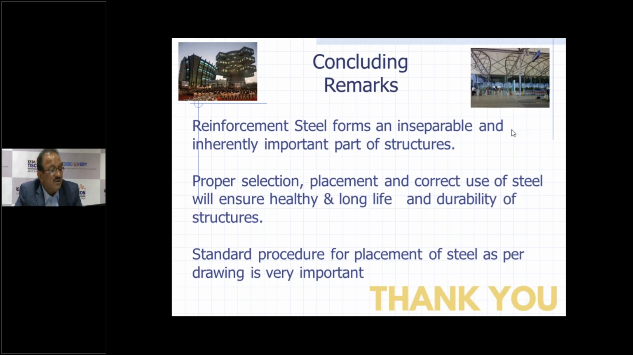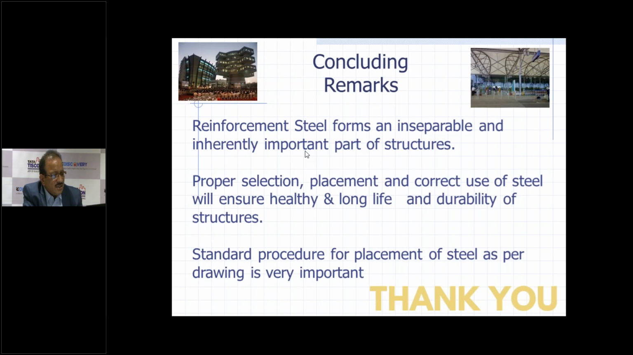I think with this now we can take a few questions. So if there are any questions, I would like to go through the questions and then try to answer those questions. The first question is coming from Mr. Rohit Venkat. He has asked, can couplers be placed at joints like beam column joints, etc., to join the bars?